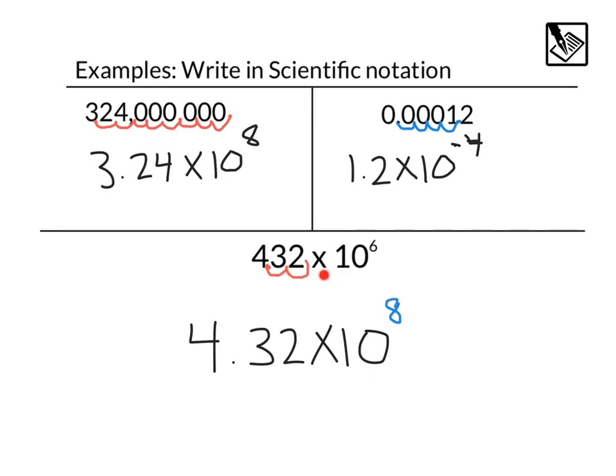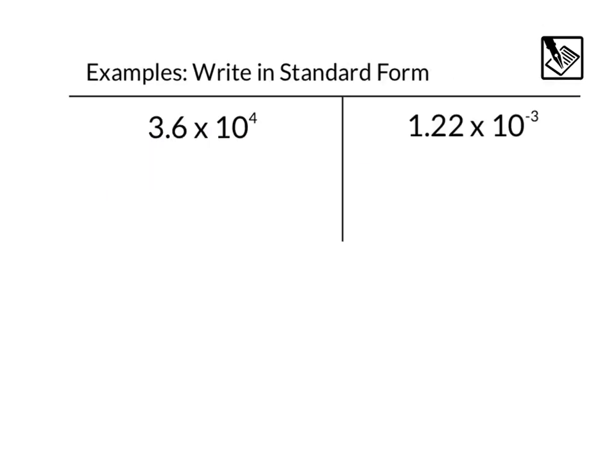So if we already are multiplying by a power of 10, if we make the number smaller, we need to balance it by adding to that exponent. If we were going the other way, then we would subtract from the exponent. If you're ever unsure, you can always test it out by making sure you'd get the same thing if you multiplied everything out. Let's do a couple examples where we go in the other direction.